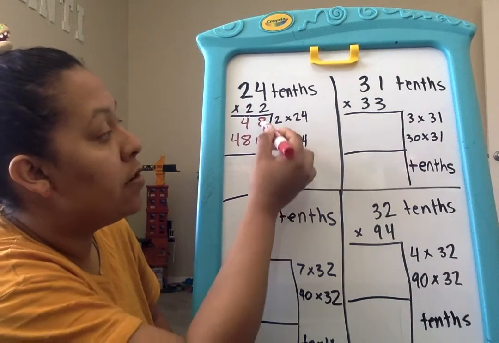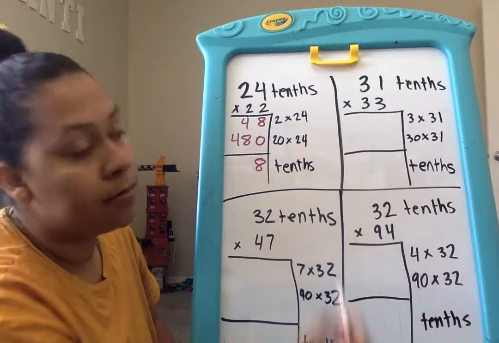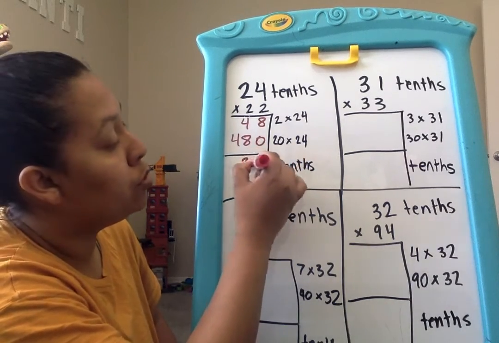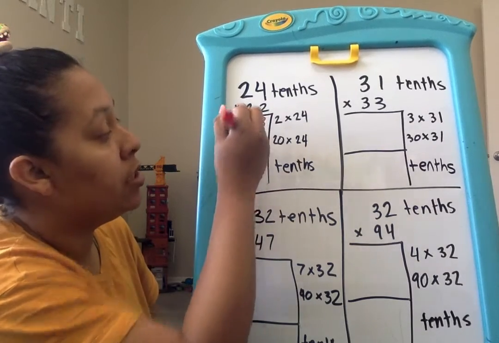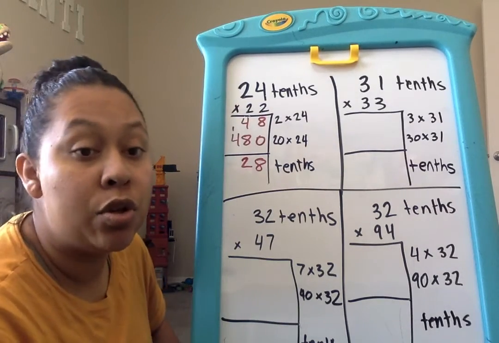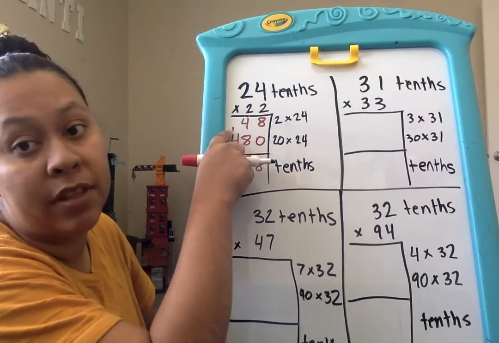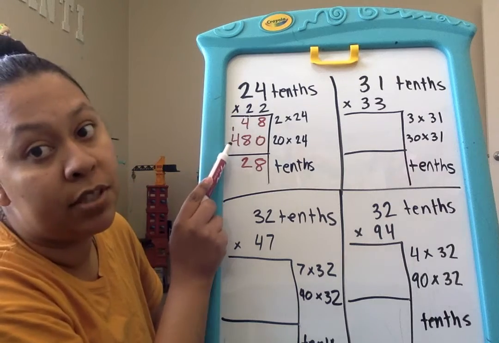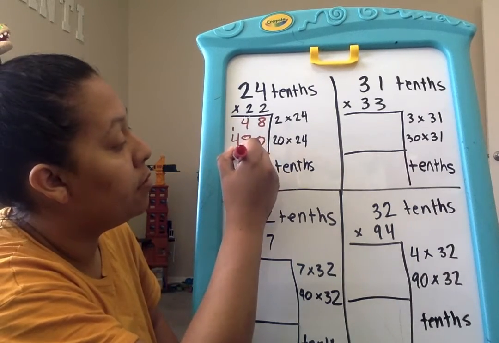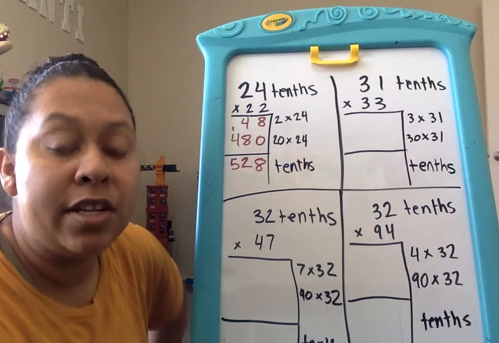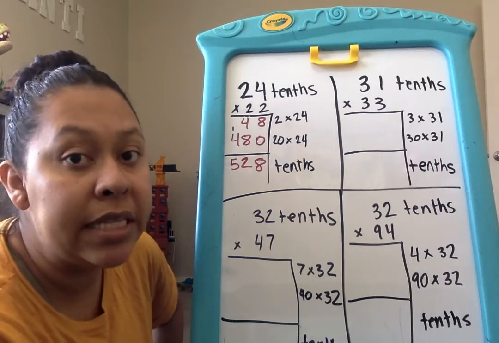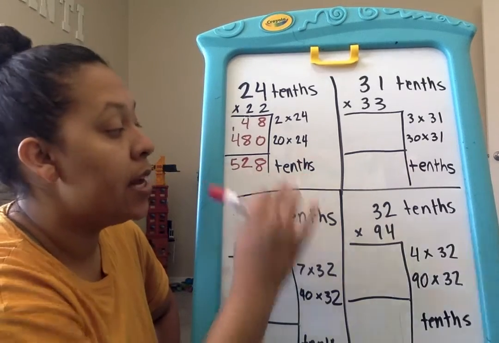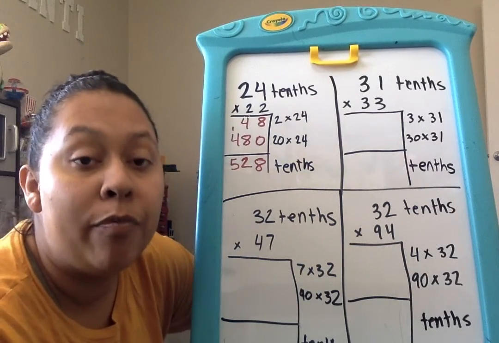So now we can just add these together because we don't have any more digits to multiply over here. So 8 plus 0, 8. 4 plus 8, 12. So 2 here. Carry the 1 into the 100 place. So you can use your pen mode to draw a little 1 above that 4. So now we have 1 plus 4, which is 5. So we have 528. But remember, our unit is tenths. So 528 tenths, okay?